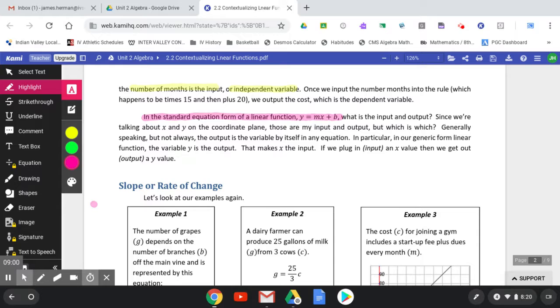However, when we talk about linear functions, standard form is this: Ax plus By equals C. Ax plus By equals C. Some things have to be true. A, B, and C must be integers.